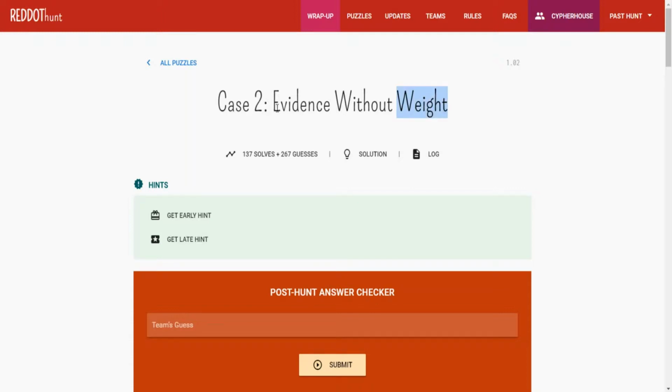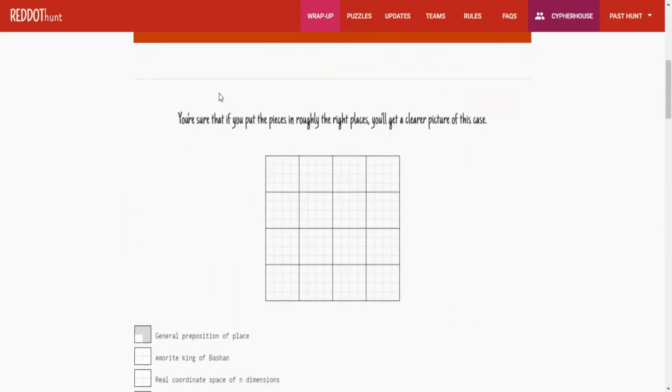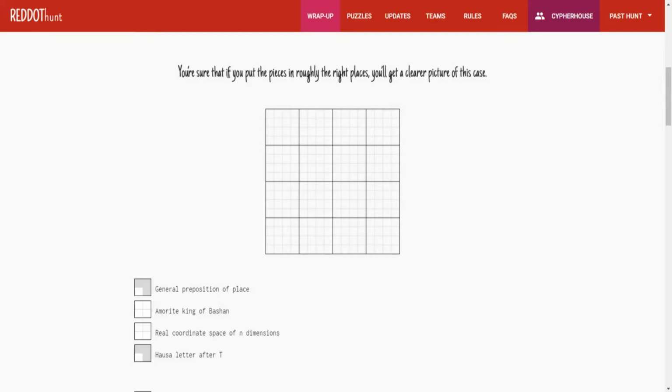So evidence plays into the overall theme of the hunt, which is an investigation, like a mystery kind of thing. But weight feels like a strategically chosen word that has to do with something in the puzzle. And we also have, you're sure that if you put the pieces in roughly the right places, you'll get a clearer picture of this case.